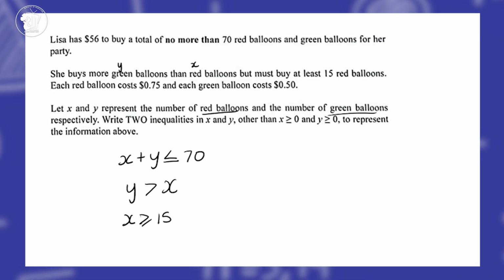And it says each red balloon costs $0.75. So another one that we could have written: we know red is x, so we can say 0.75x plus 0.50y, because each green costs this. And when we add up, this must be less than or equal to $56. So this is one we could have used, this is 2, this is 3, and this is 4. You just had to choose any two to answer this question.